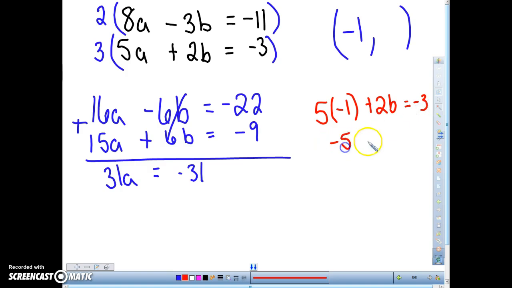So we have negative 5 plus 2b equals negative 3. Add 5 over. 2b equals 2, so therefore b equals 1. Let's do another one.